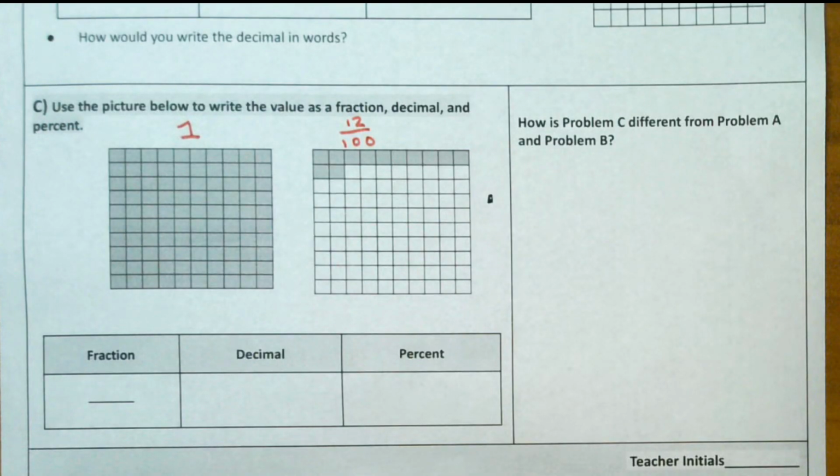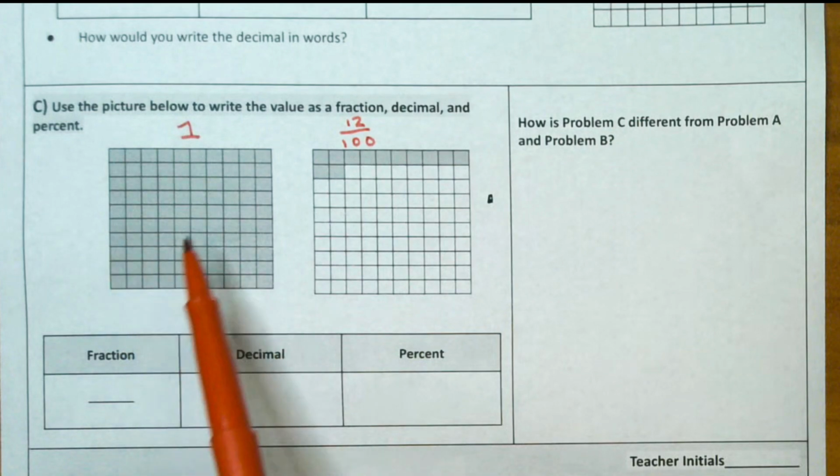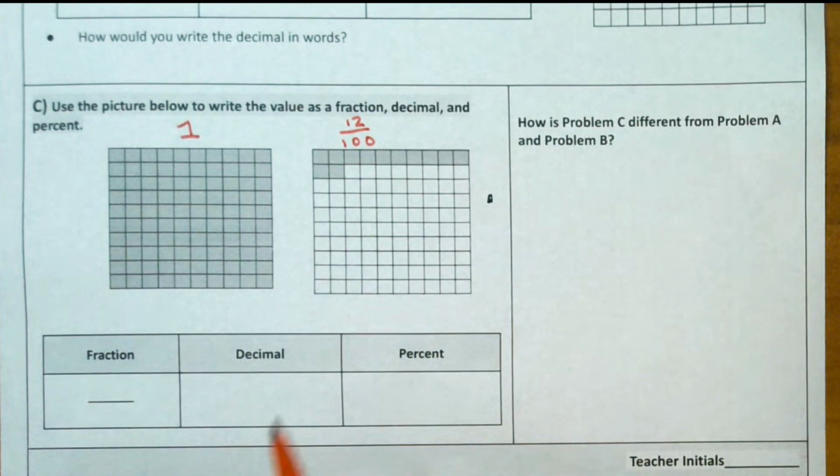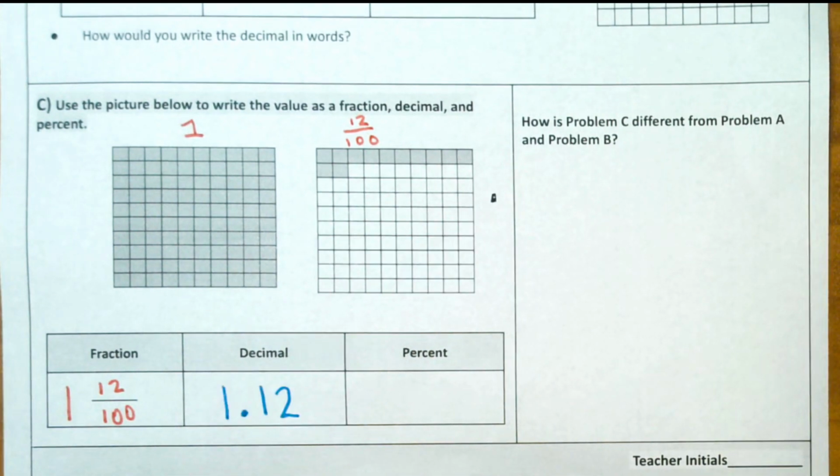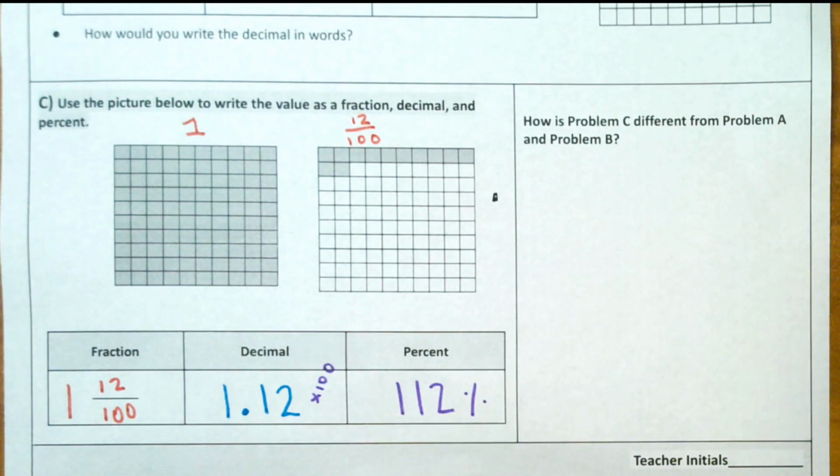Before we move to page 3, I just want you to check your work on C. We have 1 whole on this grid and 12 hundredths on this grid. So as a fraction, you should have 1 and 12 hundredths. As a decimal, you should have 1.12, which we can also say as 1 and 12 hundredths. And then as a percent, 112%. And remember, we just multiply our decimal by 100 to get our percent, which is the same thing as just moving the decimal forward 2 spaces. So if there are any problems you haven't finished on page 2, please finish those, then come back when you're ready for page 3.